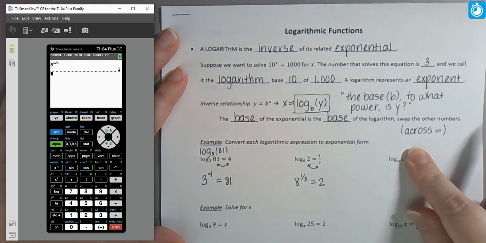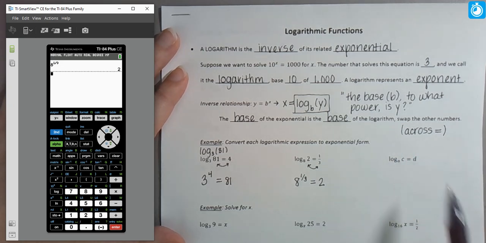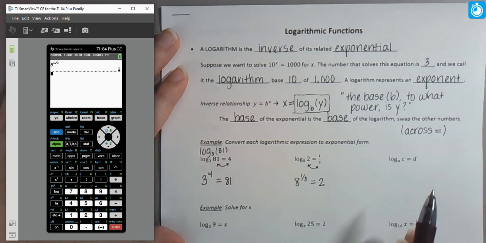So in this case, we're saying log base A of C is equal to D. In other words, we're asking the question, A to what power gives me the value C? Well, whatever A and C are, they're related in such a way that A to the D power is going to give us the value C. So how would we convert this to exponential form?